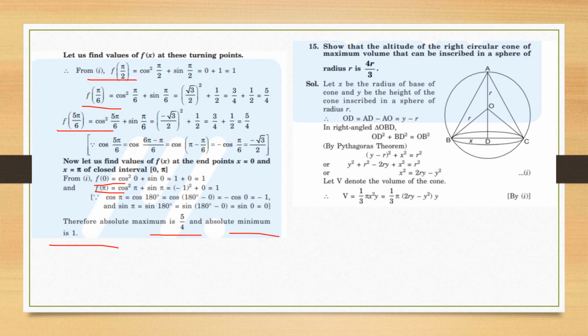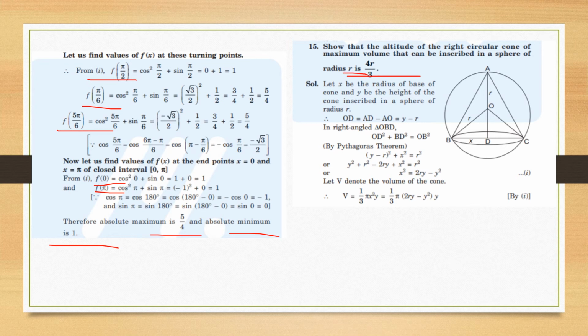Show that the altitude of the right circular cone of maximum volume that can be inscribed in a sphere of radius r is 4r by 3. Again the case of a cone inscribed in a sphere. Here a different question was there in which the capital R was taken as the radius.